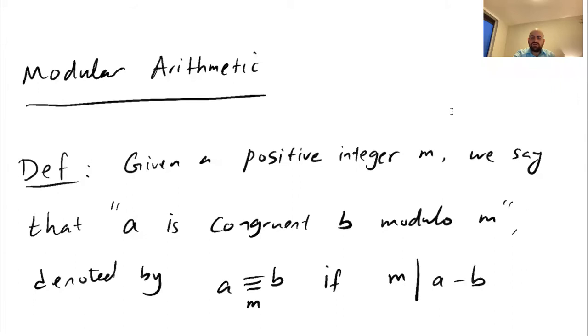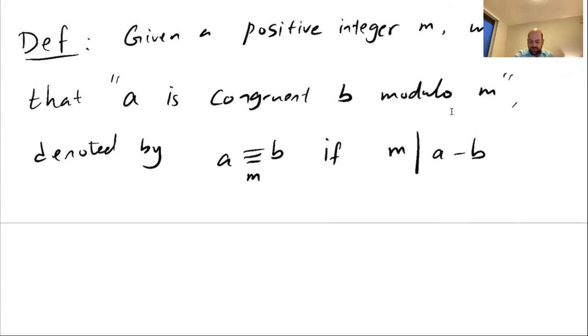When do we say that two numbers are congruent modulo another number? a is called congruent b modulo m, so the notation is this notation, similar to equivalency notation, if m divides a minus b. So two numbers are congruent if the difference is divisible by m. Two numbers are congruent modulo a number m if their difference is divisible by m.